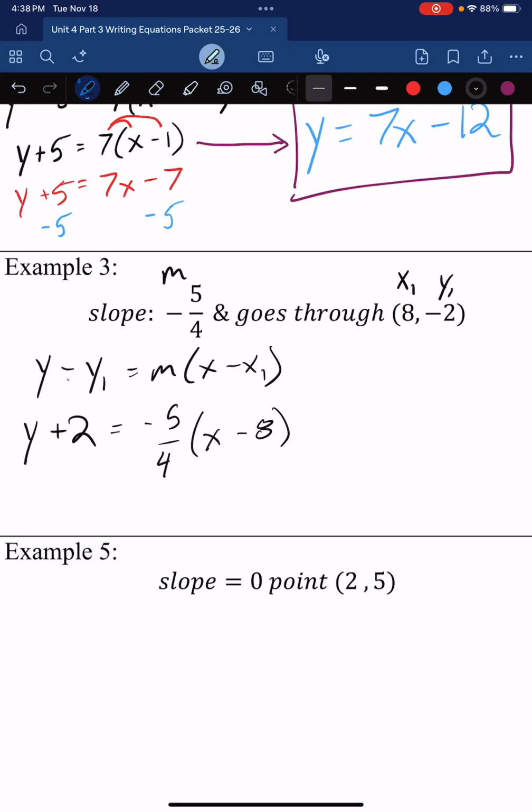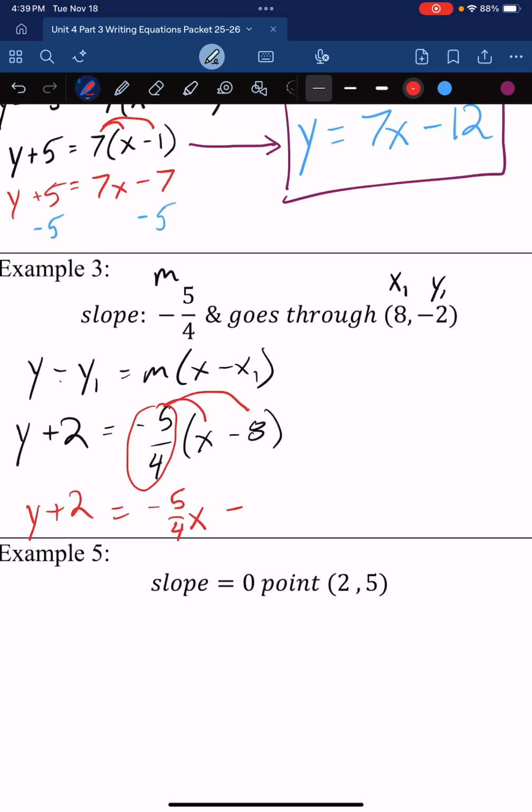And then again, this is in fact a line that has that slope of negative 5/4 and goes through the point 8, negative 2. It's just in point slope form. And so I need to rearrange this problem a little bit in order to get it into slope intercept form. And so again, I'm going to take this negative 5/4, this entire fraction, and distribute it to both things. That's going to give me y plus 2 equals negative 5/4 x. Now negative 5/4 times negative 8 is going to be positive 10.